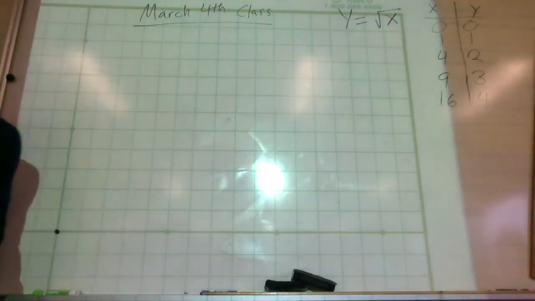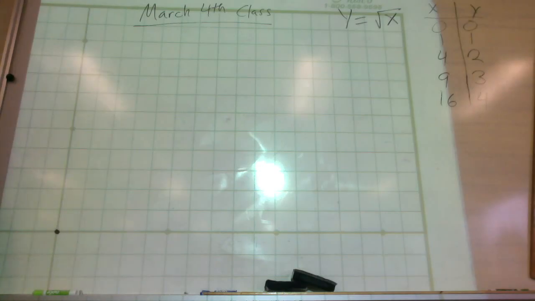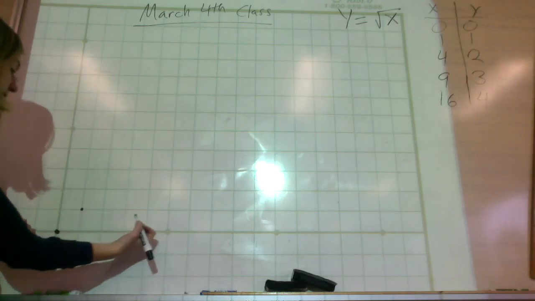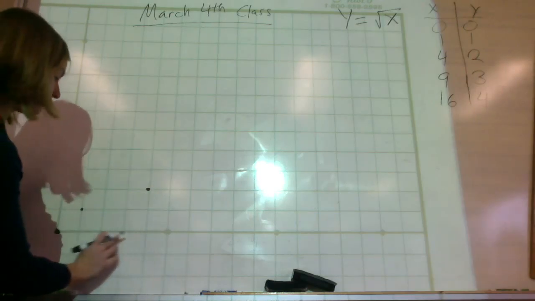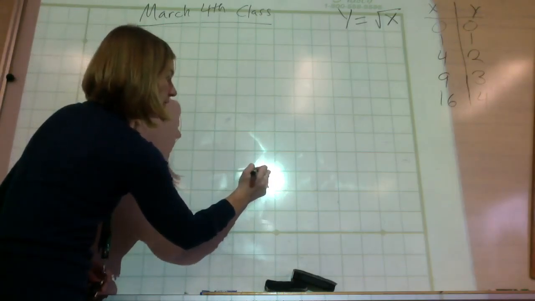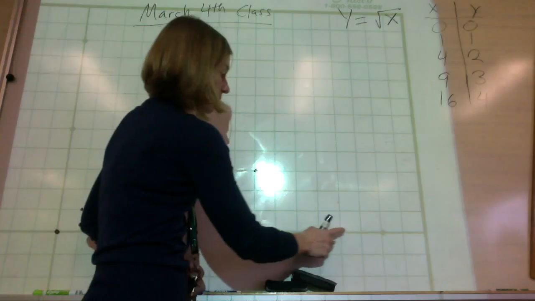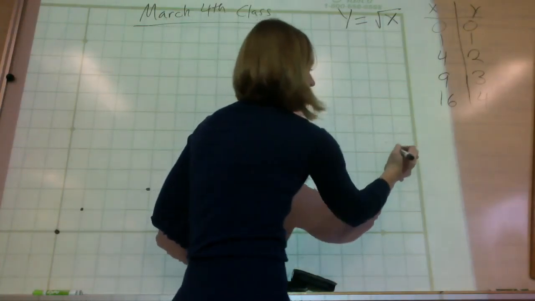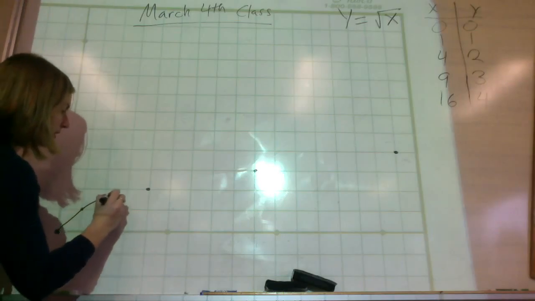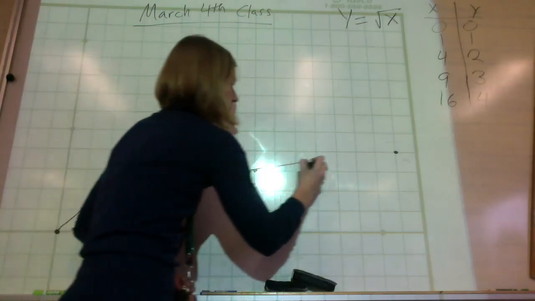So when it comes time for a test and you don't remember what shape it's supposed to look like, just do a t-table. And as you start putting on some points, you're going to be like, oh, yeah, it looks like this. So we got 1, 1. We got 4, 2. We have 1, 2, 3, 4, 5, 6, 7, 8, 9, gives us 3, 10, 11, 12, 13, 14, 15, 16 is at 4. So you can see it kind of goes up kind of quickly, but then it kind of just levels out.